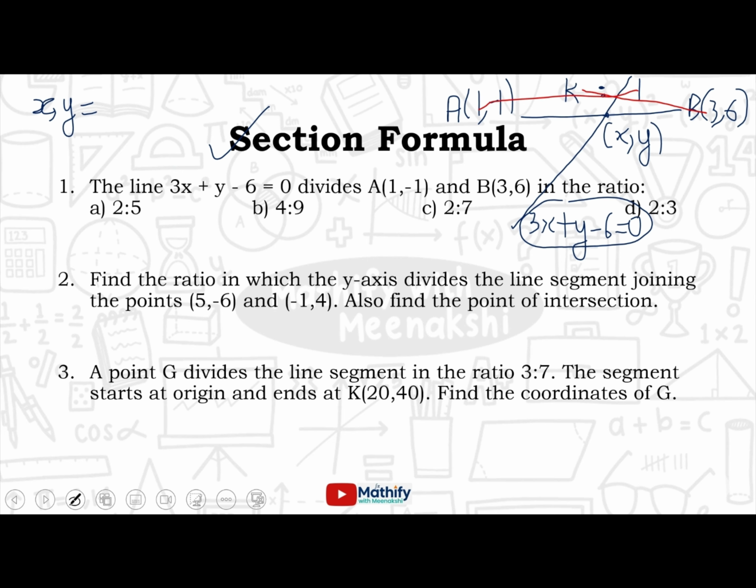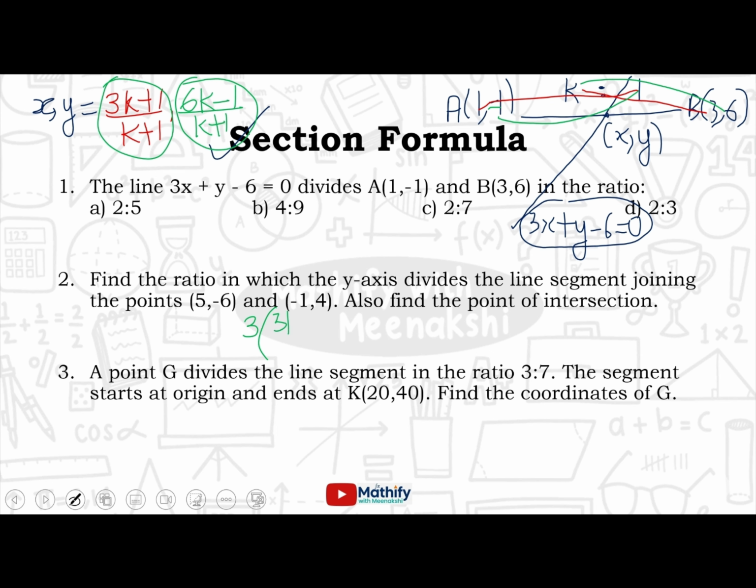First we'll multiply the x coordinates, that is 3k plus 1 by k plus 1, comma, now we'll multiply y coordinates, that means k into 6, that is 6k. Now 1 into minus 1. Now what is 1 into minus 1? That's minus 1. Denominator you will write sum of ratios, that is k plus 1. So this is your x, this is your y.